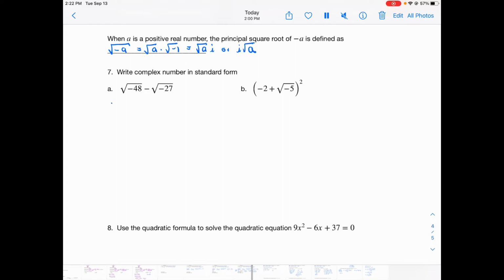Now the square root of a times i is in standard form, but if you want to write it the other way with the a first, that's okay, because you've got to make sure the i is not underneath the square root. So you've got to make your decision based on the neatness of your writing.